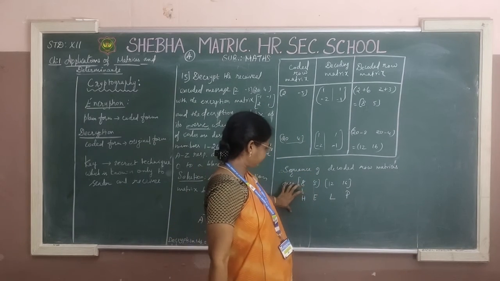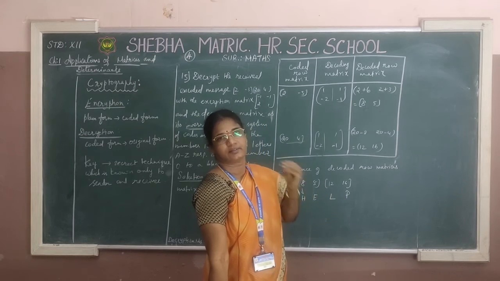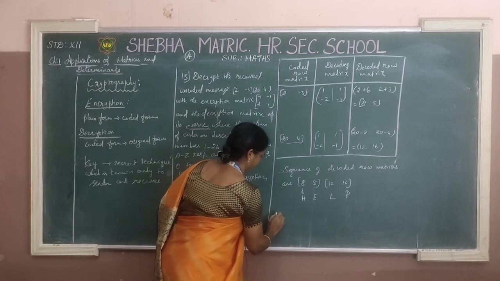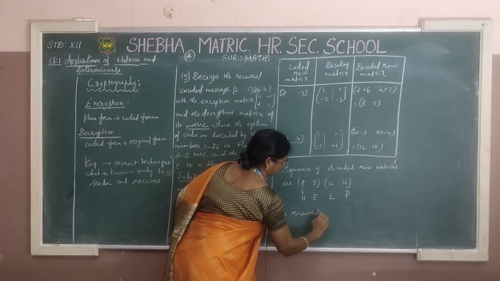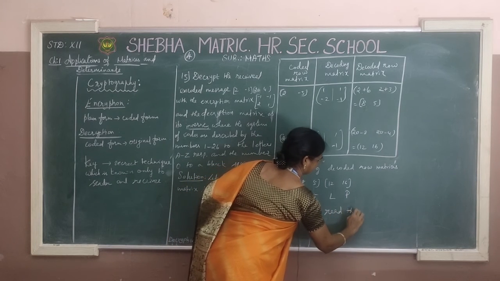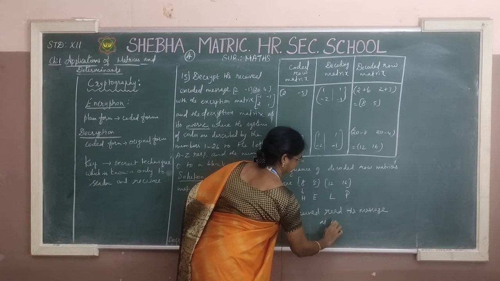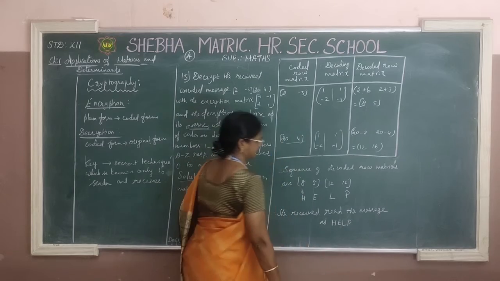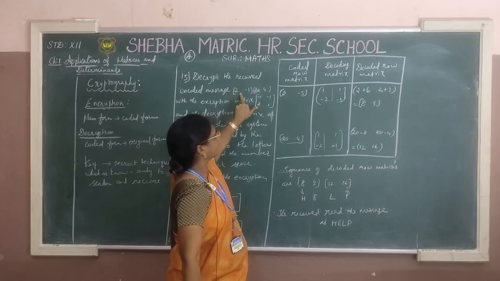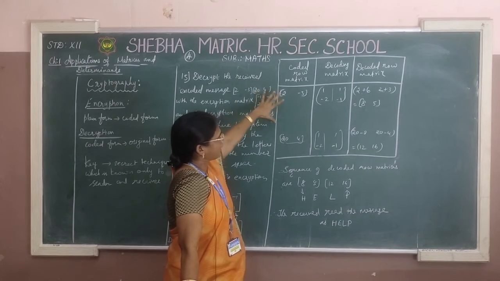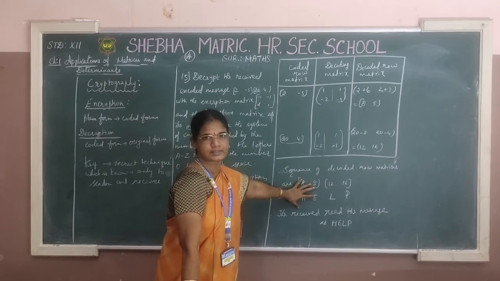So, this is the answer that the receiver gets. Therefore, the receiver reads the message as HELP. So, the sender indirectly gives it in coded form. After some calculation only the receiver gets the answer. Okay. Do you understand this?